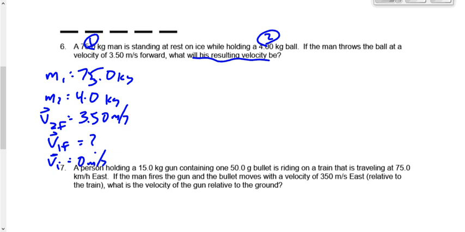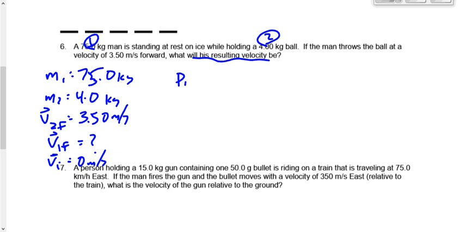If they were separate from one another, like if the ball was over here and the man was over here and they were both at rest, I'd probably keep those velocities separate even though they were the same. But since the man and the ball are one, the man is one with the ball, then we're just going to make VI equals 0.